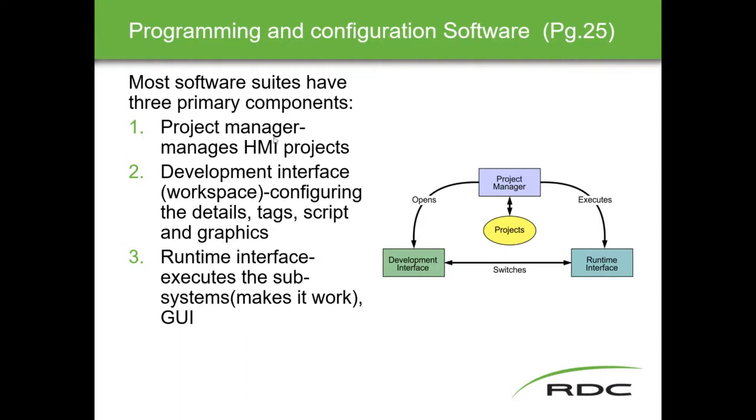The three elements are the project manager element, which helps us manage HMI projects. It'll have the development interface, or the workspace, where we actually do the configuration and the building of the screens themselves. And then as in Delta V, for example, you do all your work in this one window, as we saw in the video, and then you do a Control W and the workspace turns from a development window into a runtime window. So it's essentially the same window, except that you're getting out of the configuration and into run mode. It's just like switching between program and run in a PLC or DCS type program here. So three primary components: the project manager, the development interface, and then of course the runtime or operational interface here.